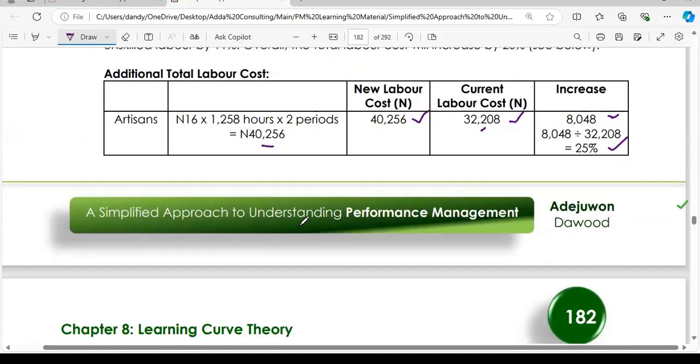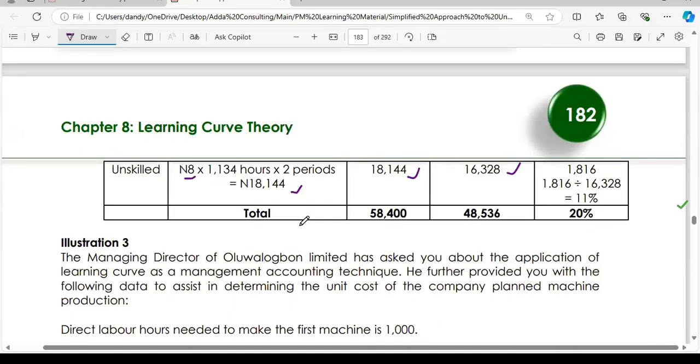All right. So in this case, the difference between the two is 1,816 naira. What's the percentage increase? If you defer the rebalance of 32 to the following year, the unskilled labor cost will increase by 1,816 naira. That is 11%.